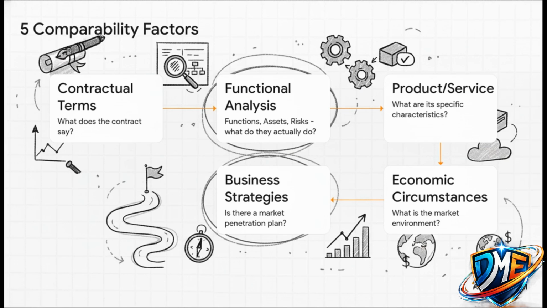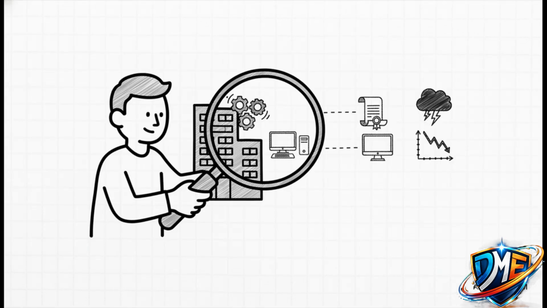They'll check the contract, they'll look at the product itself, the market conditions, the business plan. But the most critical piece of this whole puzzle, the real heart of it, is what the companies actually do. And that brings us to the functional analysis. Okay, this is where the real detective work begins.